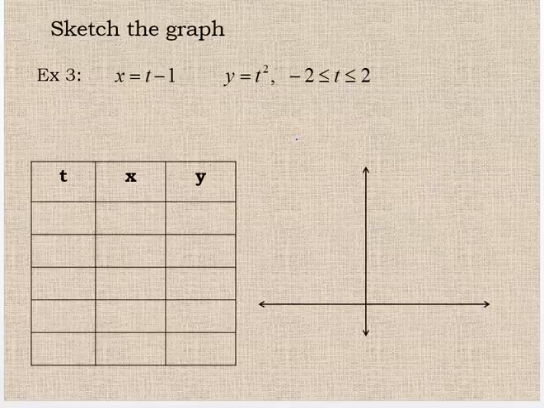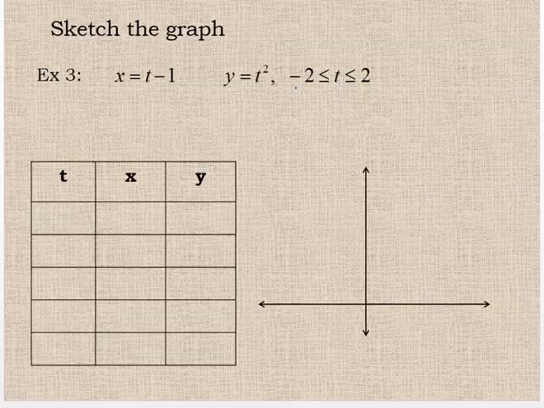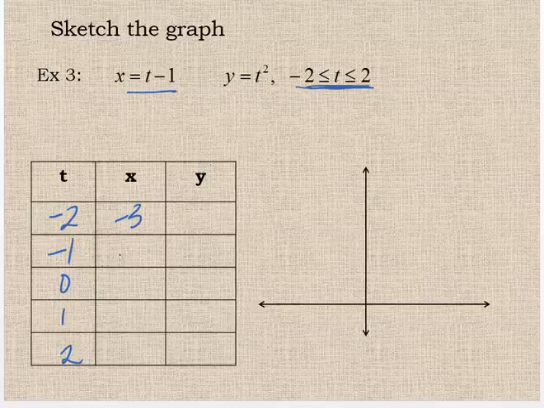X equals t minus 1, y equals t squared. And t is between -2 and 2. This is dictating what's going in our t column. So -2, -1, 0, 1, and 2. Let me start plugging it in. My x's: -2 minus 1 is -3. -1 minus 1 is -2. 0 minus 1 is -1. 1 minus 1 is 0. 2 minus 1 is 1.